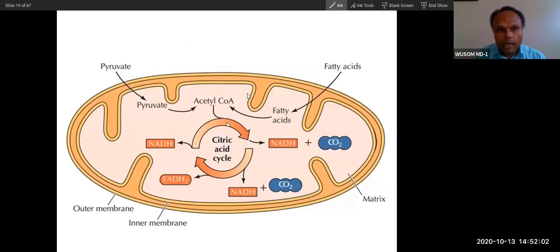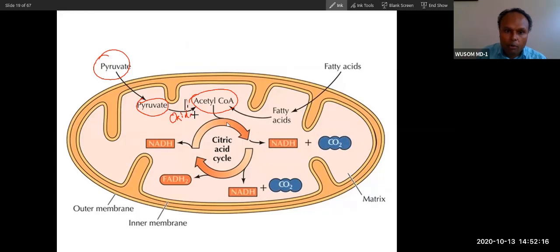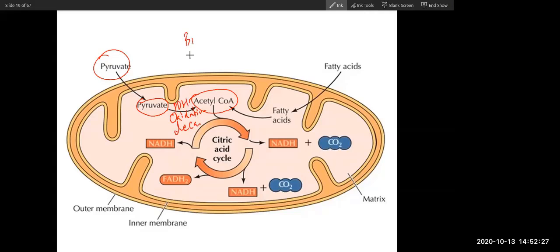You know the Kreb cycle: after pyruvate enters the mitochondria, pyruvate converts into acetyl coenzyme A. You already know this. By which process? Oxidative decarboxylation. How many coenzymes are there? Which vitamins are present in PDH? 5.